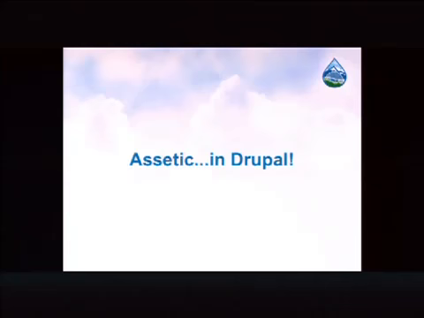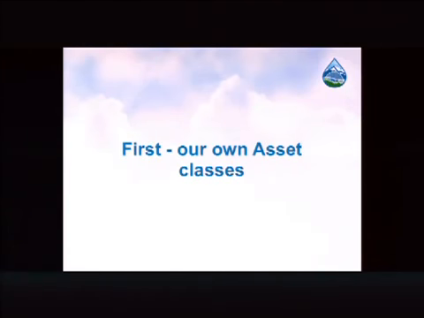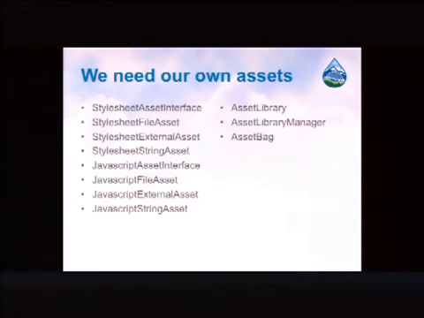So in Drupal aesthetic, the first thing we need is some of our own versions of those asset classes: the file asset, string asset, HTTP asset, and glob asset, along with some others. The first change is that instead of having a generic asset type that isn't specific to the type of asset you're including, we have ones that are. So we have JavaScript file, JavaScript external, JavaScript string, and stylesheet file, stylesheet external, stylesheet string. They follow the same pattern.